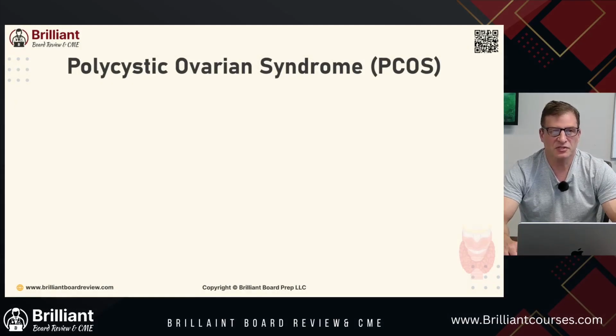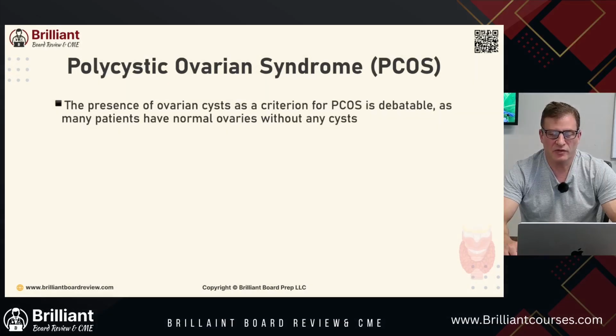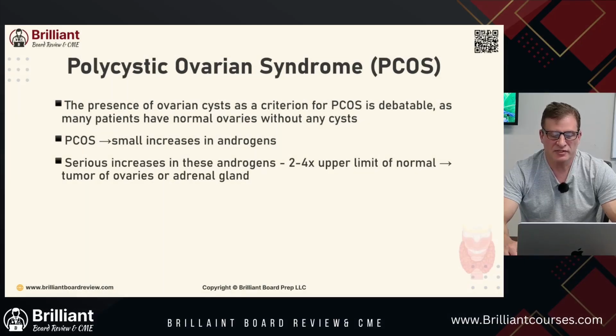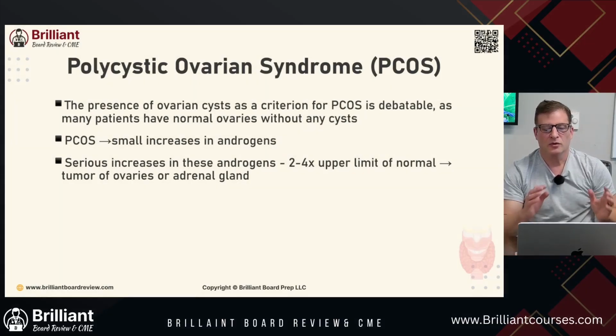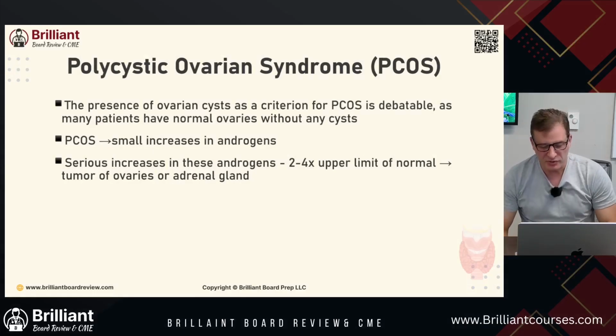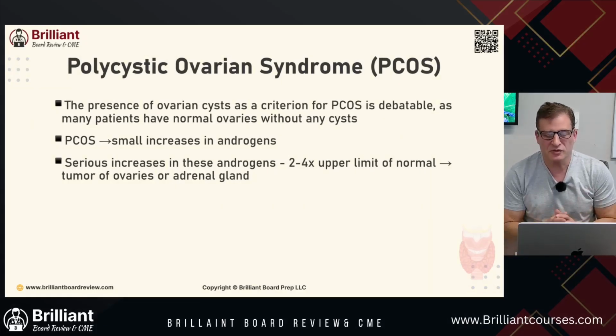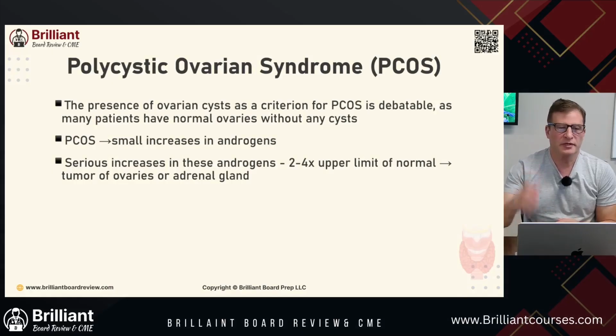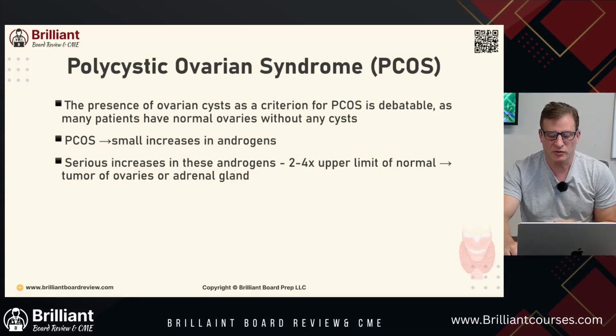Continued discussion on PCOS. The presence of ovarian cysts as criteria of PCOS is debatable, as patients can have normal ovaries without any cysts. PCOS may have small increases in androgens. Serious increases in androgens, 2 to 4 times the upper limit of normal, suggest a tumor of the ovaries or adrenal glands. So PCOS is going to have small increases in androgens. If there are serious increases, 2 to 4 times the upper limit of normal, we need to consider tumors of the ovaries and or adrenal gland.